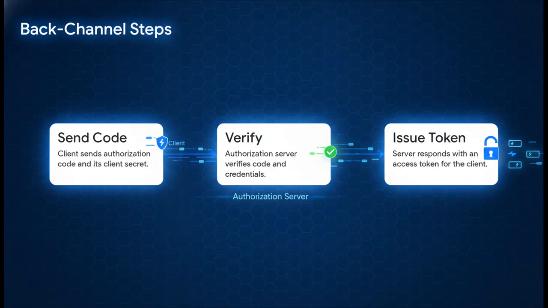Operating entirely server to server on this highly secure back channel, the back end of the client application takes that temporary authorization code it just got and makes a direct private request to the authorization server. And crucially, the client also sends along its own client secret. Think of it as a super secure password that only the client and the authorization server know about. The authorization server validates the code, checks the secret, and if absolutely everything matches up perfectly, it finally issues the actual access token back to the client.